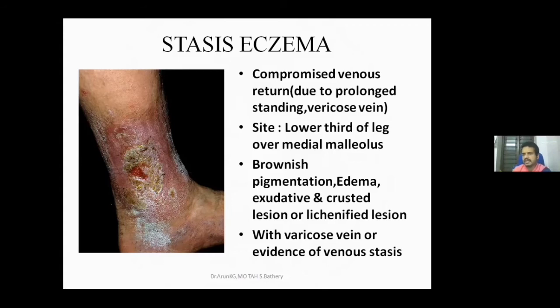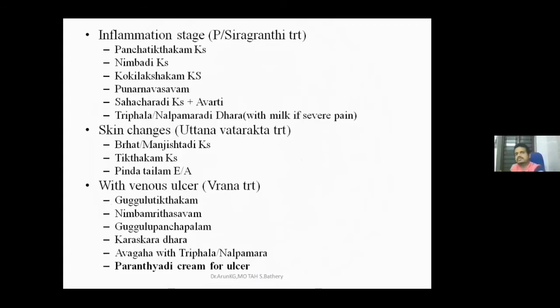Okay. So as a complication of that, the stasis eczema will be there. It may lead to a condition like varicose ulcer. So in the inflammation stage, we have to go for Pitta Siragrandi treatment. In that, Panchadam Kashayam, Nimbadi, Gokulashan Kashayam, Piranavadi, and then Sahadrati Kashayam plus Avadi, because it is mentioned in Ashtangati Chilsastana for Navotha Siragrandi, that also is good.